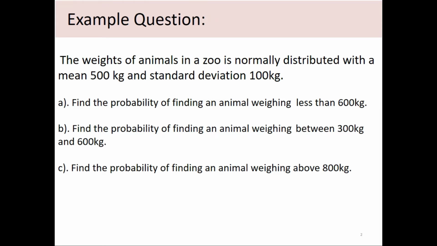Example question 1. The weights of animals in a zoo are normally distributed with a mean of 500 kg and standard deviation 100 kg. Find the probability of finding an animal weighing less than 600 kg. Part B, find the probability of finding an animal weighing between 300 and 600 kg. And the last part is to find the probability of finding an animal weighing above 800 kg. So you have three parts: less than 600 kg as case 1, between 300 and 600 as case 2, and above 800 as case 3.